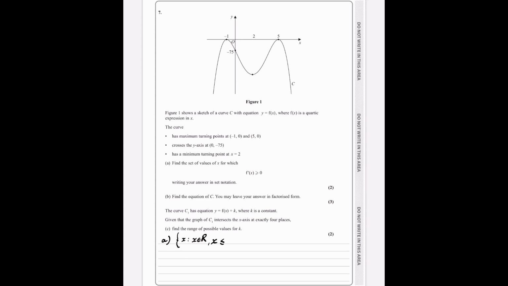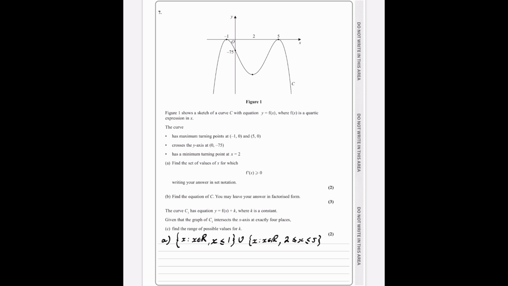So it's the set of x where x is a real number and x is less than or equal to -1, unioned with the set of x where x is a real number where x is in between 2 and 5 inclusive. For all those points, f dash of x will be greater than or equal to 0.